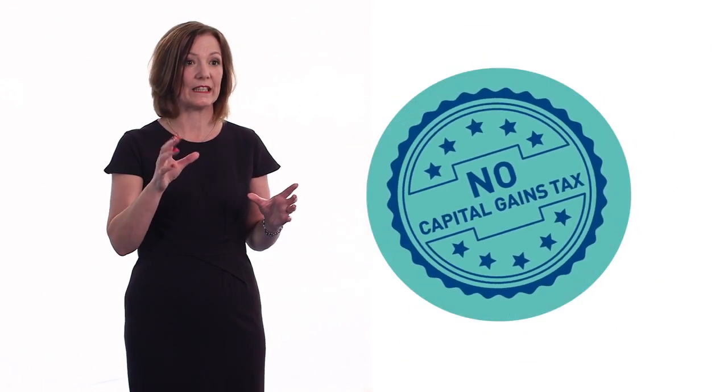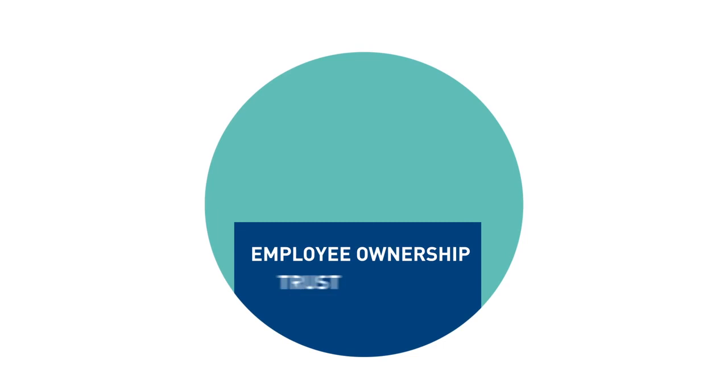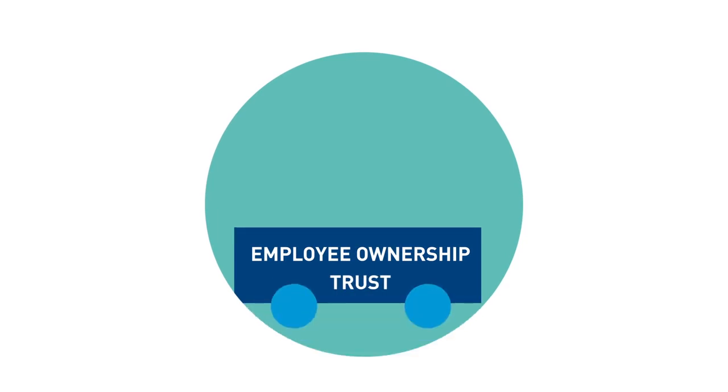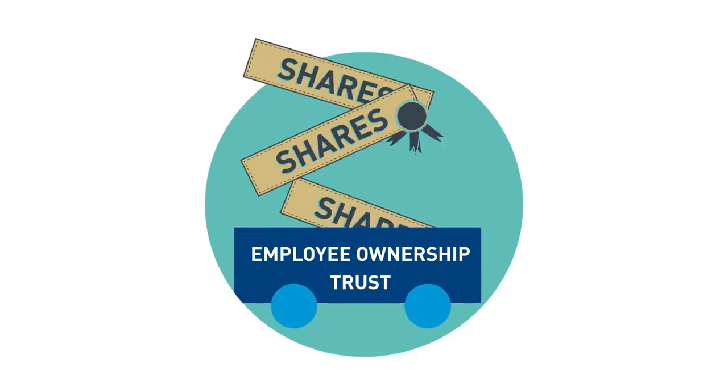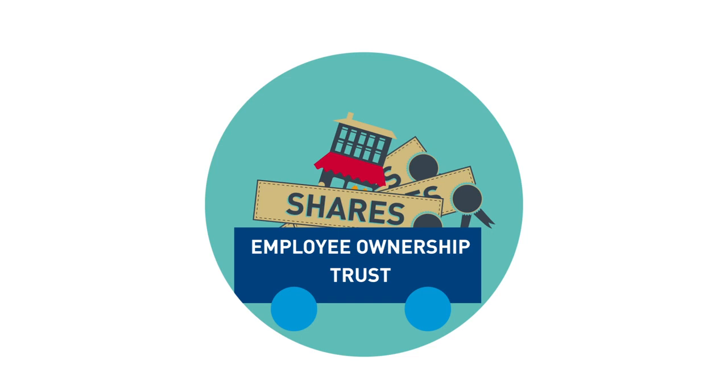Most employee ownership transactions are set up to take advantage of legislation that allows these business transfers to be completed free of capital gains tax. This involves setting up an employee ownership trust. This is a shareholding vehicle that holds the shares for the employees. The trust becomes the buyer and buys the company from the seller on behalf of the employees.